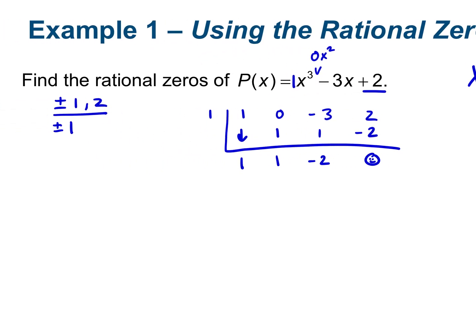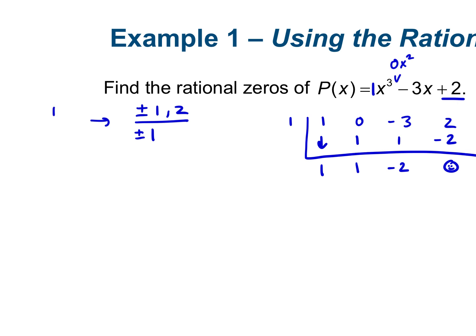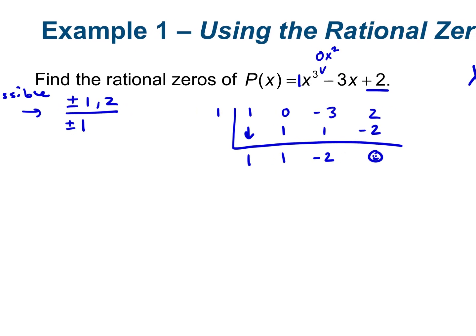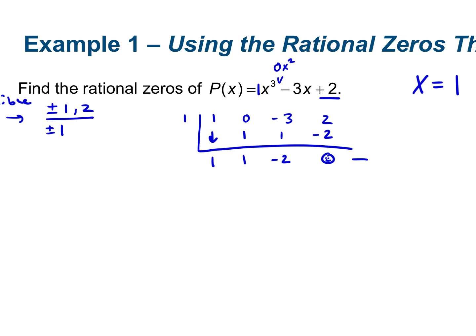So these are the possible solutions. We test them to see which one's an actual solution. So you have to get 0 to be the remainder for it to work. So you need the remainder to be 0.